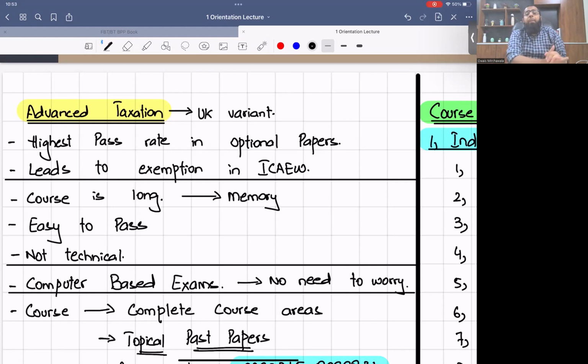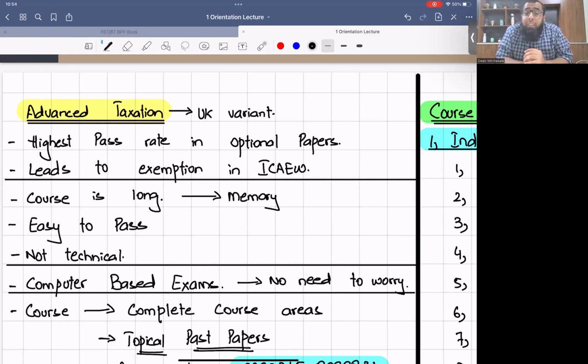Now, when we talk about the advanced tax course, as you all know, the tax course is always lengthy. If you have studied the basic tax paper, which we call F6, the TX paper, then you should remember that it was also a lengthy paper. So advanced tax is also a lengthy paper, and it involves small detailing.